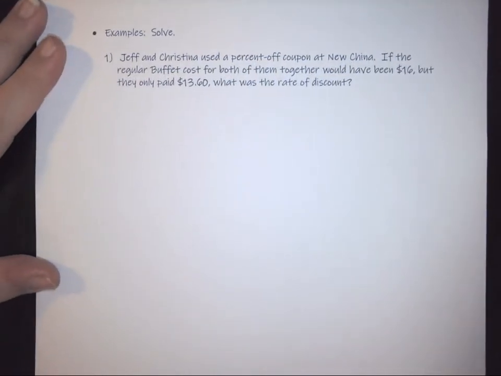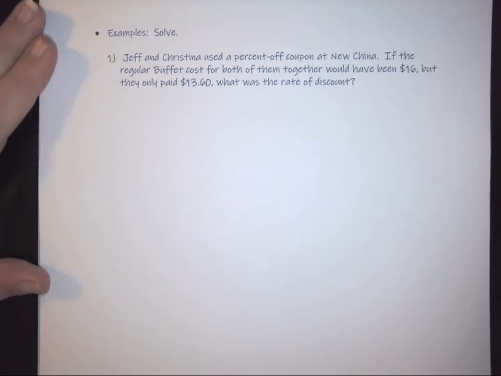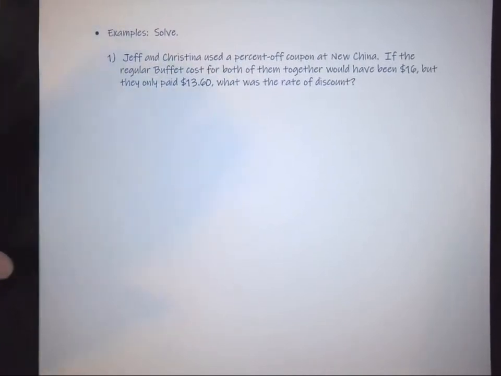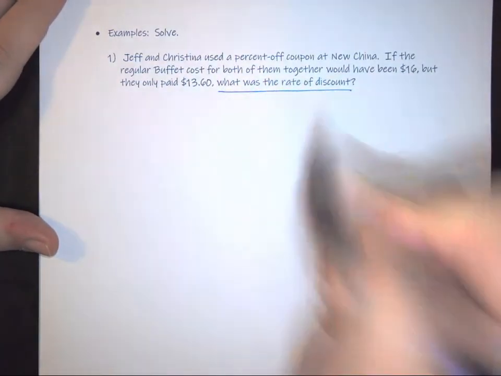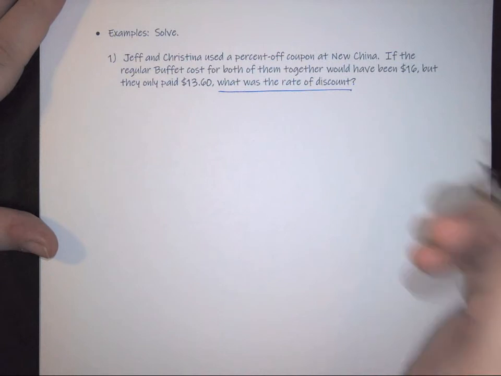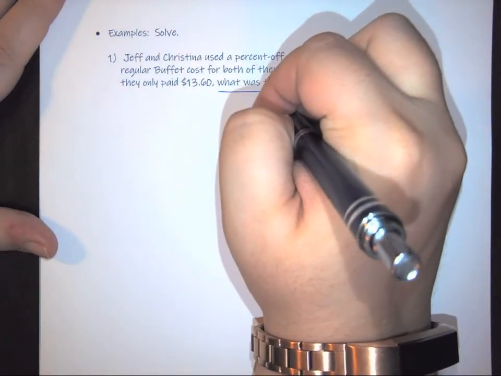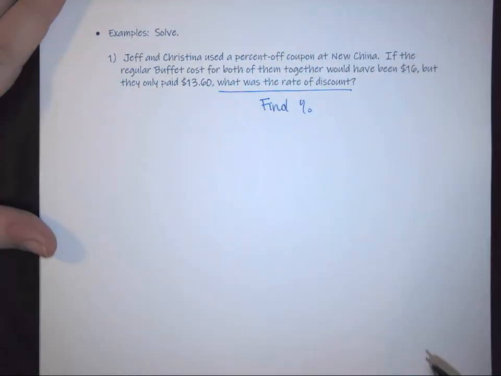So the first one says, Jeff and Christina used a % off coupon at New China. If the regular buffet cost for both of them together would have been $16, but they only paid $13.60, what was the rate of the discount? So we have to look at what it is we're trying to find. We want to know the rate of the discount. Well, this means we are trying to find your percent.